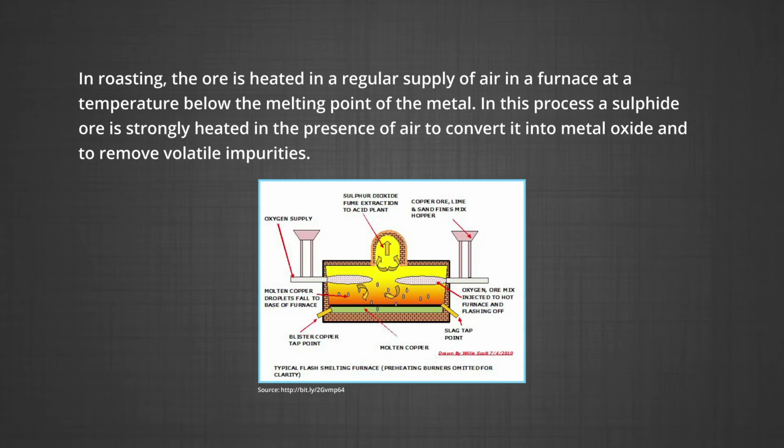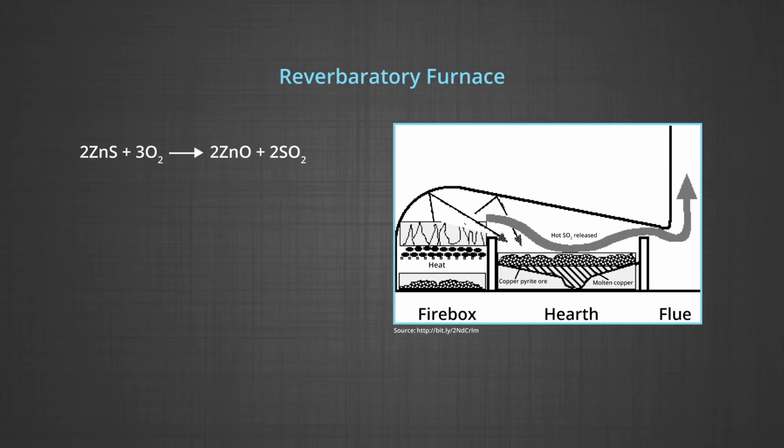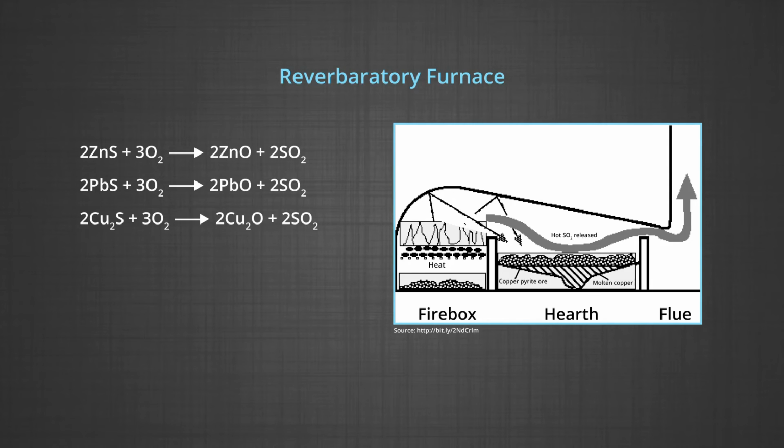Next is roasting. In roasting, the ore is heated in a regular supply of air in a furnace at a temperature below the melting point of metal. In this process, a sulphide ore is strongly heated in the presence of air to convert it into metal oxide and to remove the volatile impurities. For example, when zinc blende, that is zinc sulphide, is strongly heated in air, that is roasted, it forms zinc oxide and sulfur dioxide. Some other reactions involving sulphide ores can be seen here.